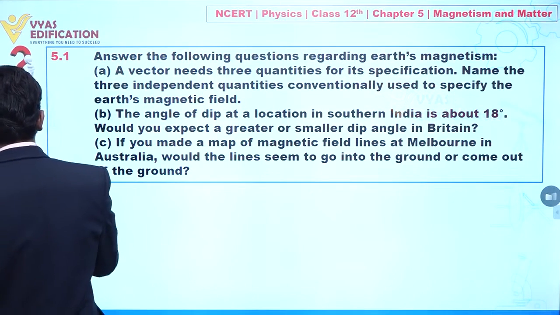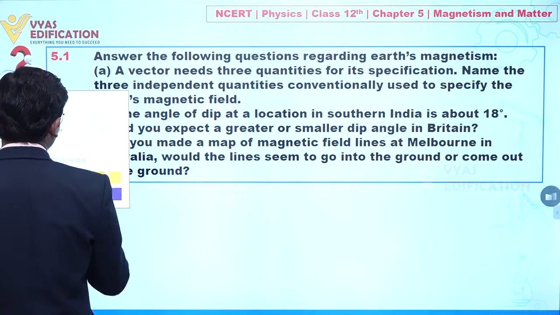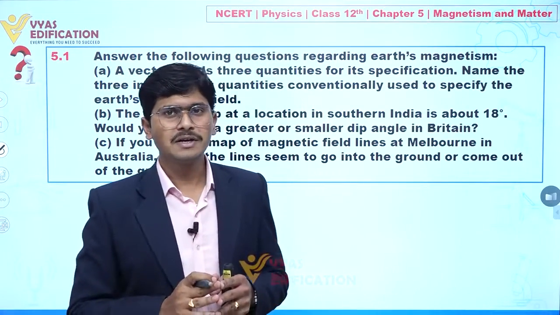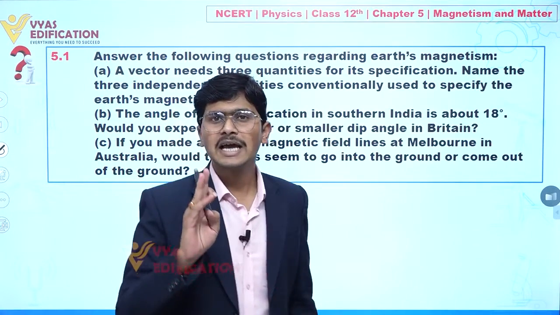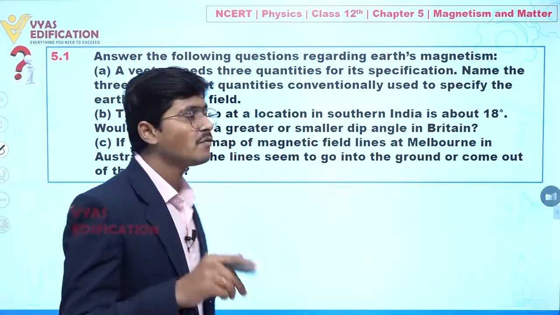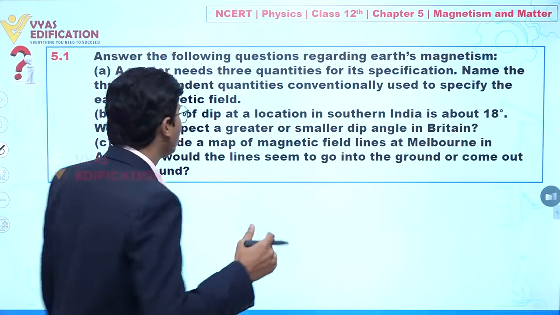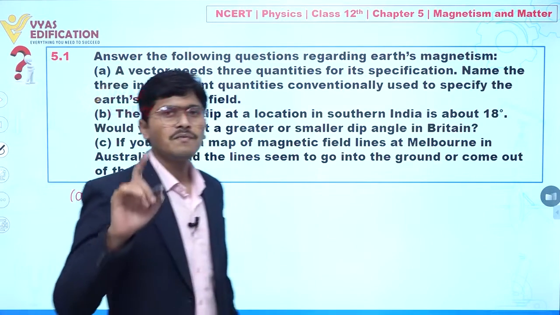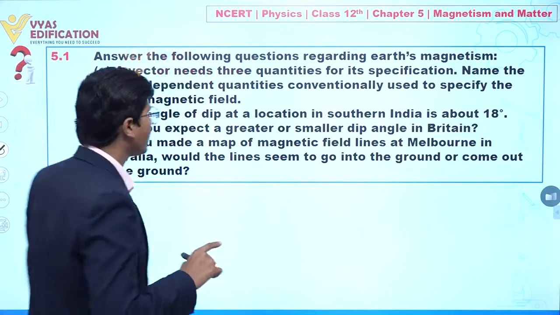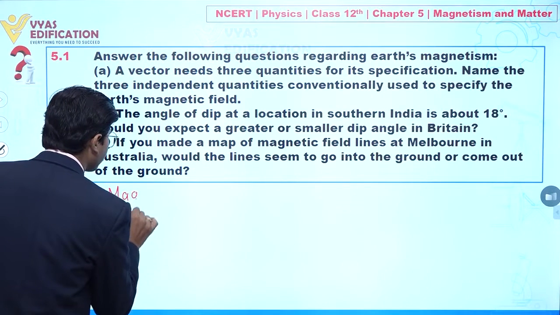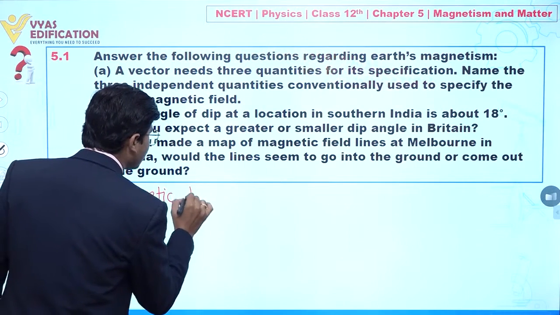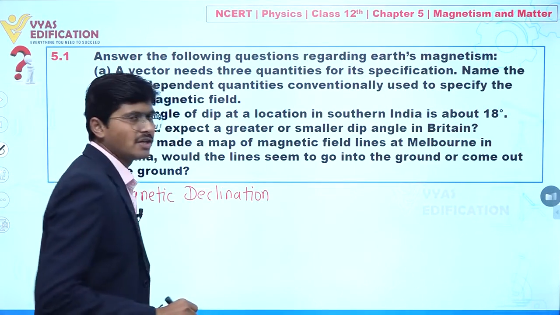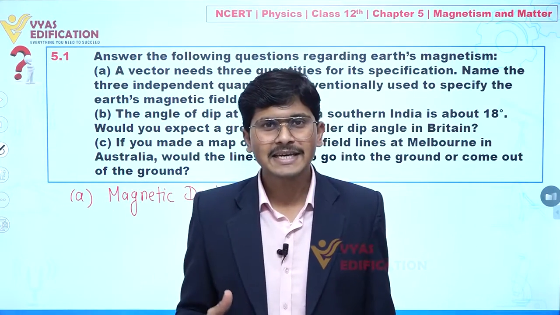Now concentrate on the screen. Now listen carefully. Let's suppose if we want to define earth magnetic field, actually we need 3 essential elements for earth magnetism. What are the 3 different essential elements we have? Number 1. If we are talking about part number A, definitely we can say the first element that we require is magnetic declination. Now what is the meaning of magnetic declination?